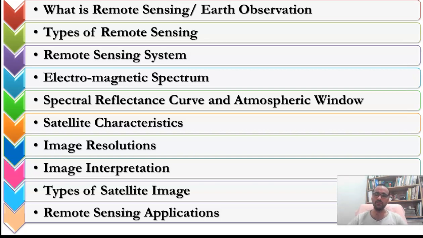And then image interpretation techniques, then types of satellite images, like we have different bands and platforms, and also different electromagnetic spectrum and wavelength. So we need to understand the type of satellite data on the basis of different bands, and then different applications of remote sensing.